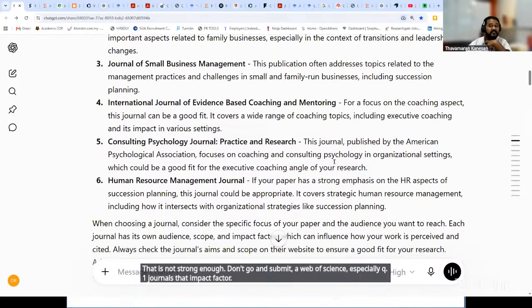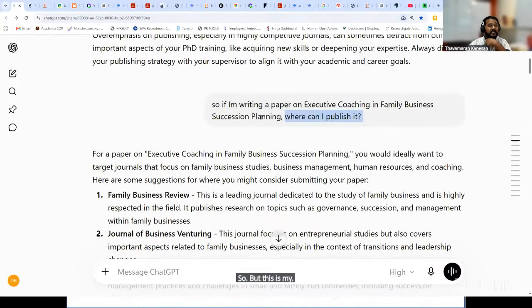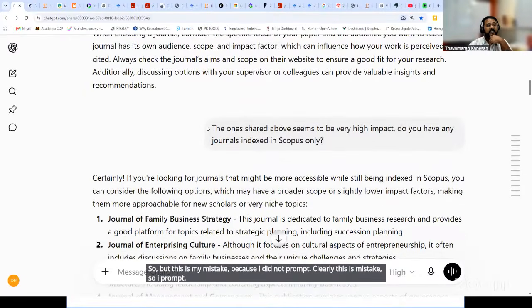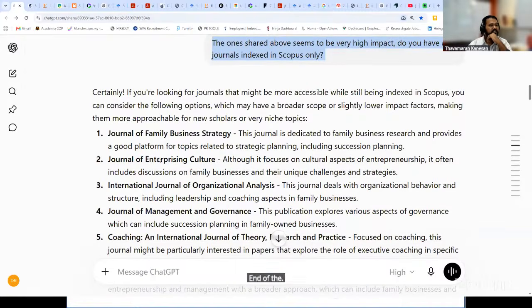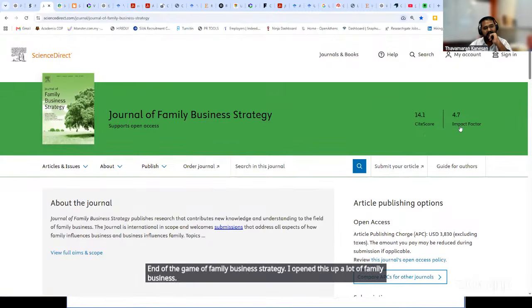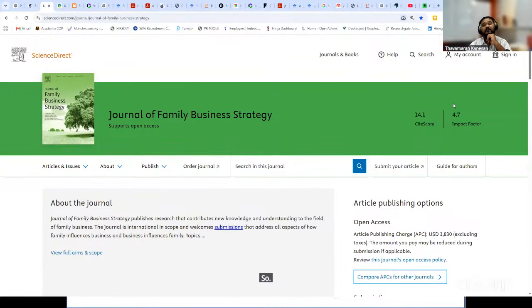But this is my mistake because I did not prompt clearly. This is not ChatGPT's mistake. So I prompt again. I say, the ones shared above seem to be very high impact. Do you have any journals indexed in Scopus only? Now I'm very explicit: Scopus only. Then it gives me all these journals. Journal of Family Business Strategy, I open this up. Again, you can see impact factor 4.7, so this is again a Web of Science paper, also Q1, most definitely.